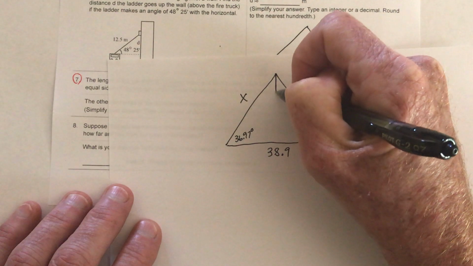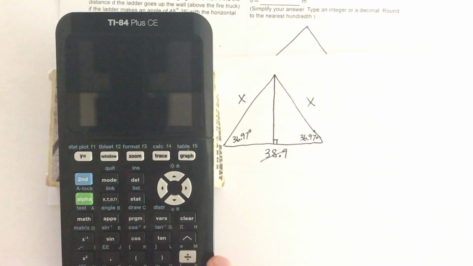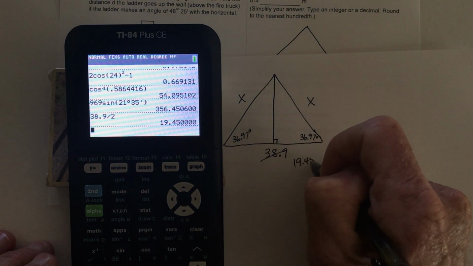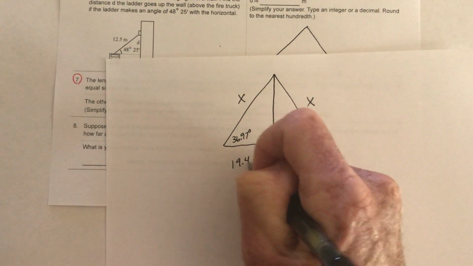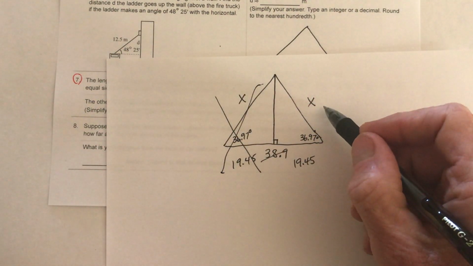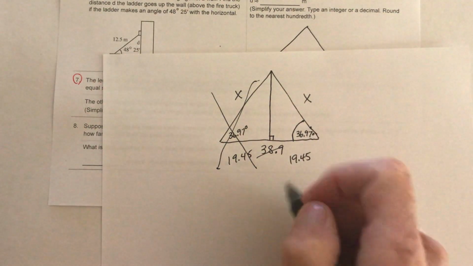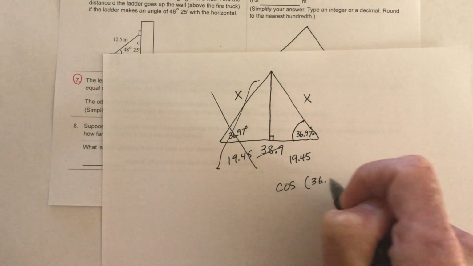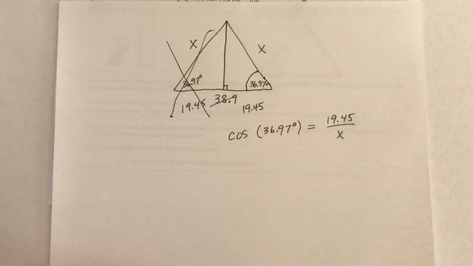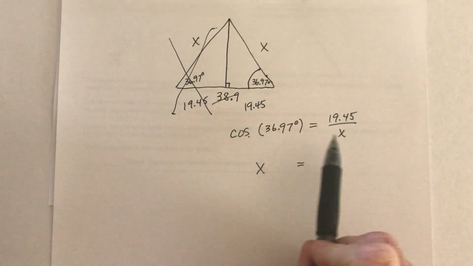To do that, what I do is cut this triangle in half. This line would be perpendicular to the base, and that means that this 38.9 just got divided in half. 38.9 divided by 2 is 19.45 and 19.45. Now these two are a mirror image of each other, so I just need one of them. If we use this angle, this is the adjacent and this is the hypotenuse. So cosine of 36.97 degrees equals the adjacent over the hypotenuse. Then I could multiply by x, which puts it on the left side, and divide by cosine, which puts it on the right side.